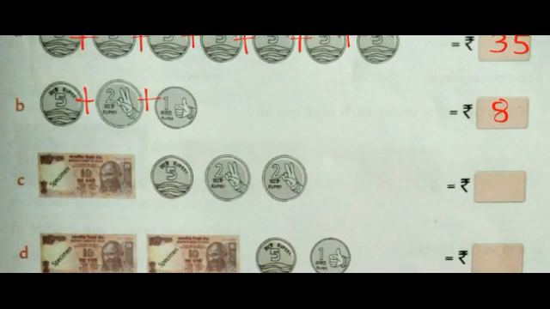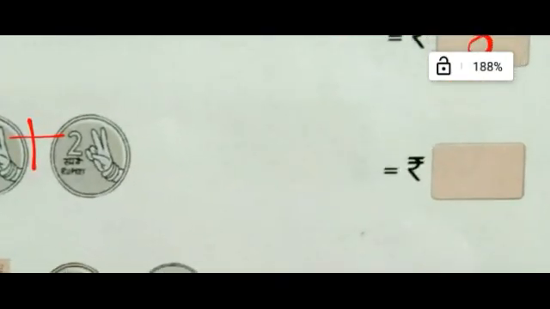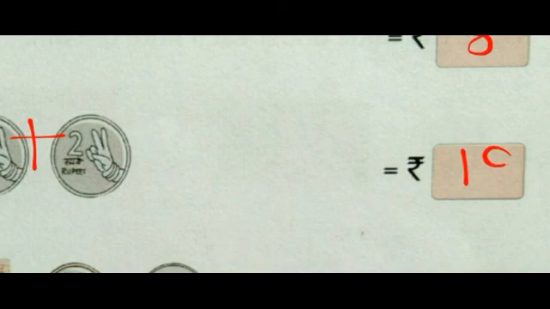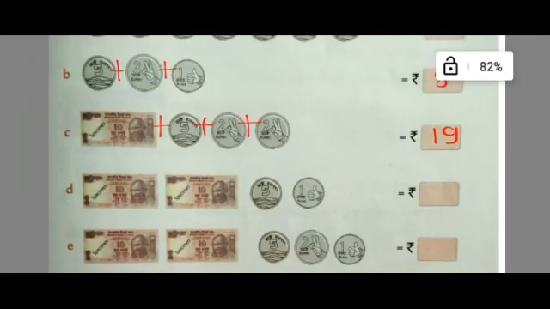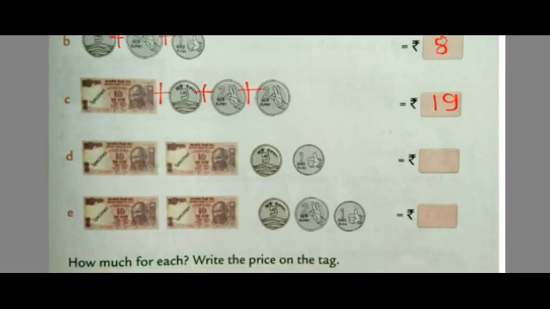10 rupee. We will start with the biggest amount. Okay. 10 plus 5 is 15. 15 plus 2, 17. And 17 plus 2, 19. So we can write here 19 rupees. Okay. And symbol of rupees already there. Okay. Now, one more I will do. And the last one I would like you all to try it yourself.